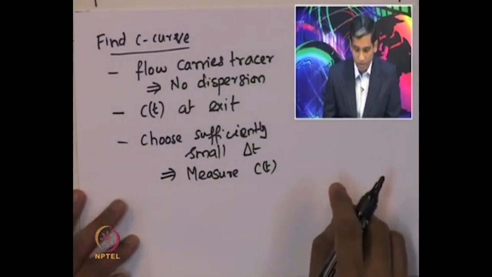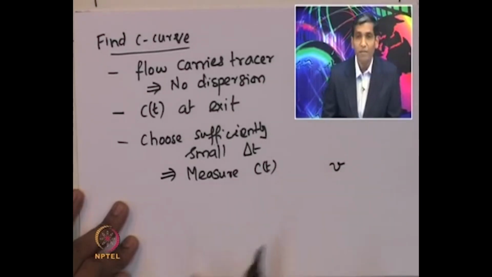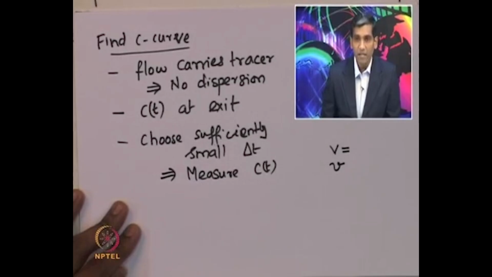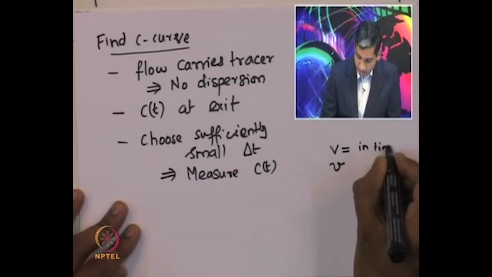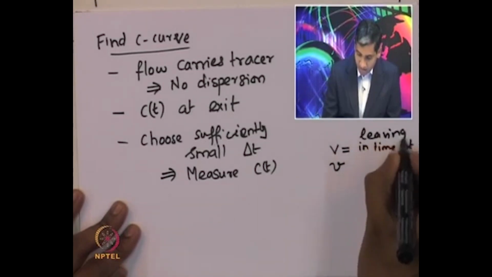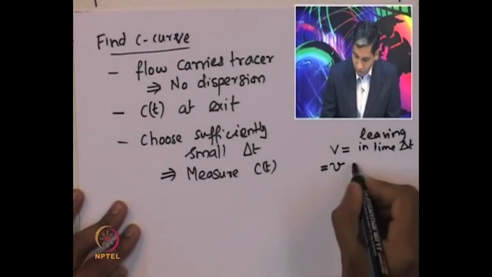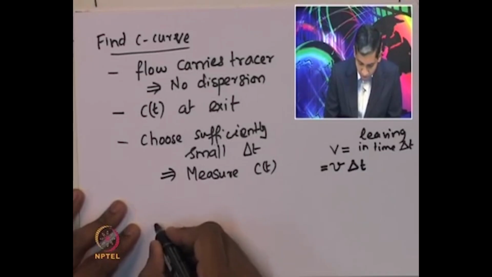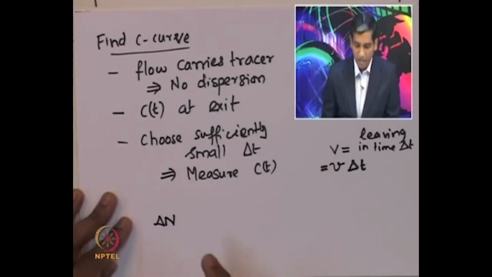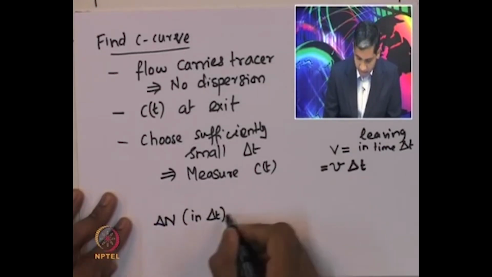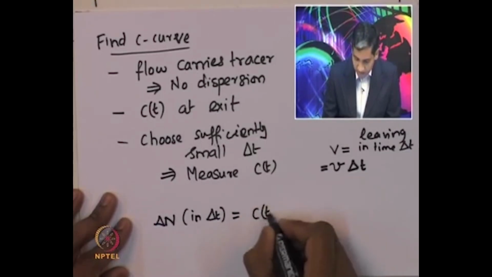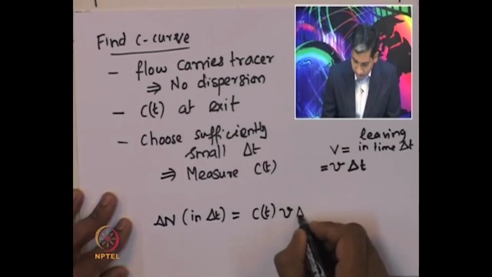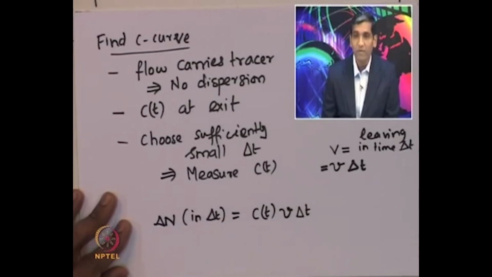Now, once we measure this concentration, suppose V is the volumetric flow rate of the effluent stream, and the volume of fluid that is leaving the reactor in the time delta t should be equal to the volumetric flow rate of the effluent stream multiplied by the corresponding delta t. Therefore, the amount of tracer that is leaving the effluent stream in time delta t is given by the concentration of the tracer in the effluent stream at that time multiplied by the volumetric flow rate V multiplied by delta t. So, that gives the total amount of tracer that leaves in this time delta t.